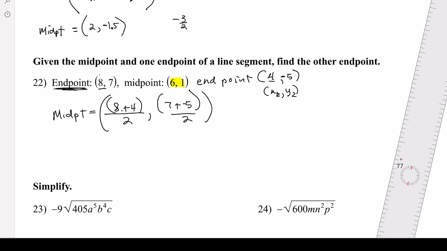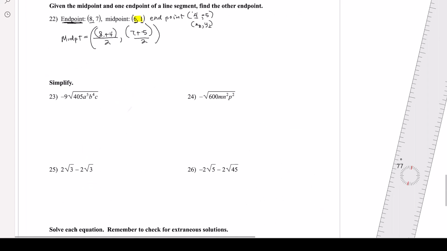Well, 8 plus 4 is 12. 12 divided by 2 is 6. Excellent. 7 plus negative 5 is 2. 2 divided by 2 is 1. So this visual way, from 8 down to 6, we subtracted 2. So then from 6 to 4, we subtract 2. And then from 7 to 1, we subtracted 6. So from 1 to negative 5, we subtracted 6. So that is going to be kind of a cool way to do that if the formula method doesn't work very well for you. Okay.